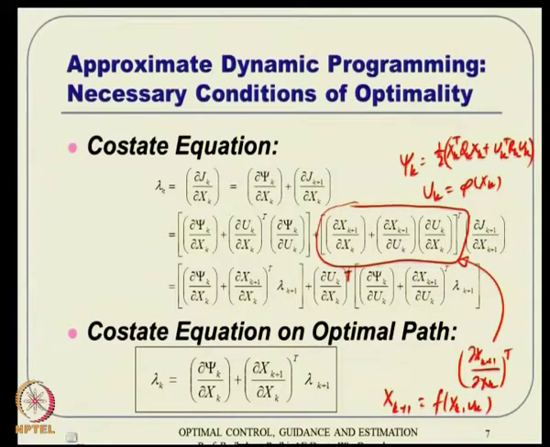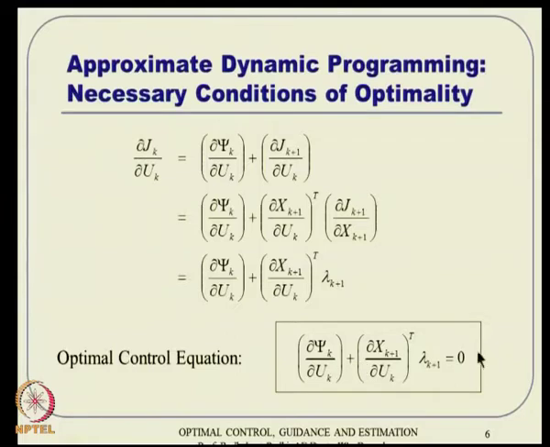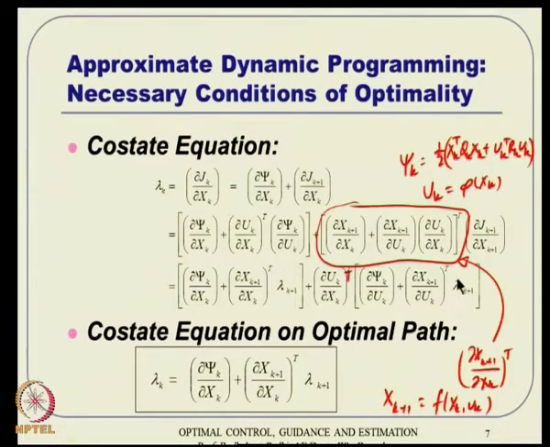However, we can see that on the optimal path, this equation is also valid. This is nothing but 0. Okay. So, what we do here is if I put it there, this entire expression becomes 0. So, that means if I am worried about only the optimal path, then my lambda k is nothing but only the first term. Okay. This is what it is.